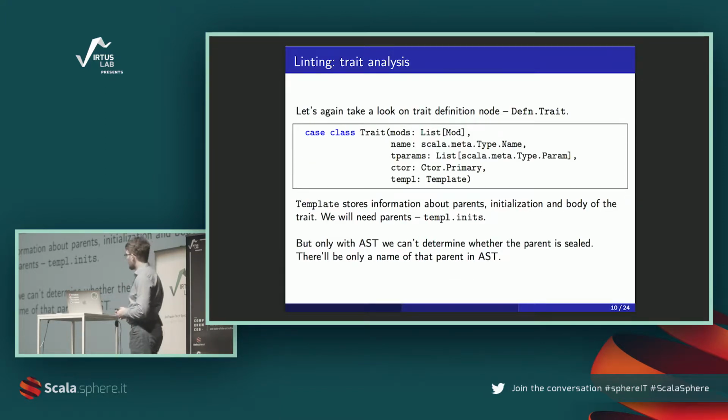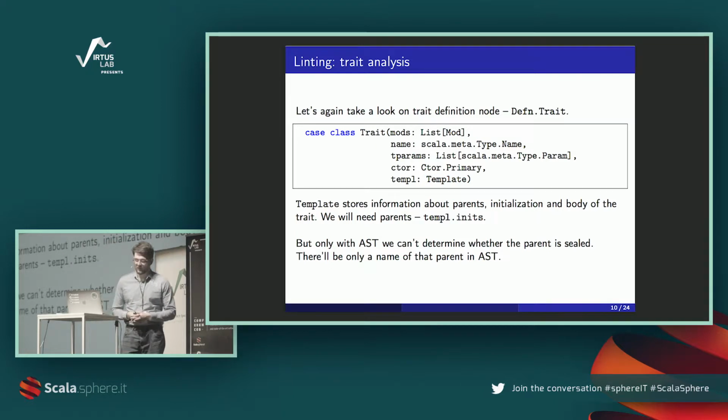Well, again, we will look at the node of trait definition, Defn.Trait in Scalameta. It again contains modifiers, a name of the trait, type parameters, constructor, and template. Template stores information about parents, initialization, and the body of the trait. Don't be afraid of constructor in the trait, because Scala 3 allows having constructors in traits. Okay, and we will need only the parents, so it's template.inits.